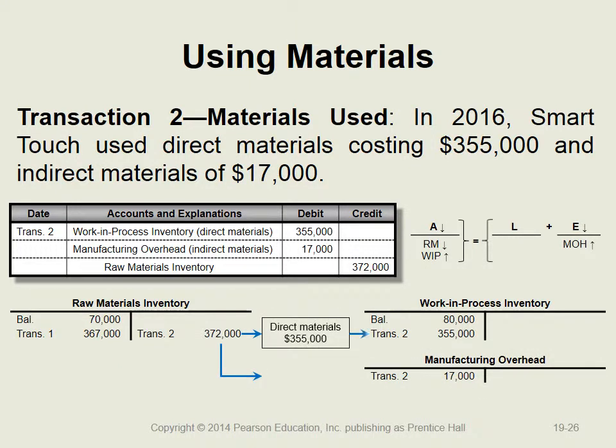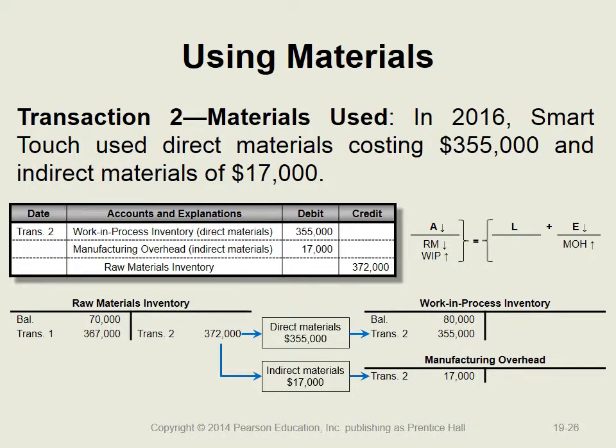To record the use of direct materials, the cost of the direct materials is transferred out of raw materials inventory and is assigned to work in process inventory. The amount debited to work in process inventory is the total of the individual job cost records. To record the use of indirect materials, the cost of the indirect materials is also transferred out of the raw materials inventory account. However, these costs are accumulated in the manufacturing overhead account with a debit to that account.